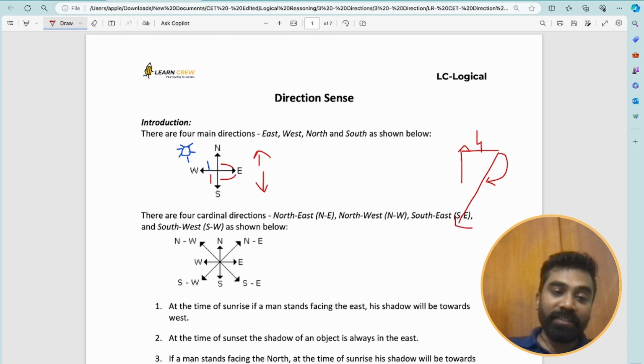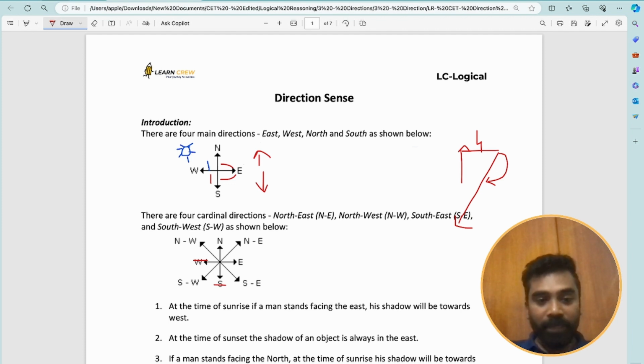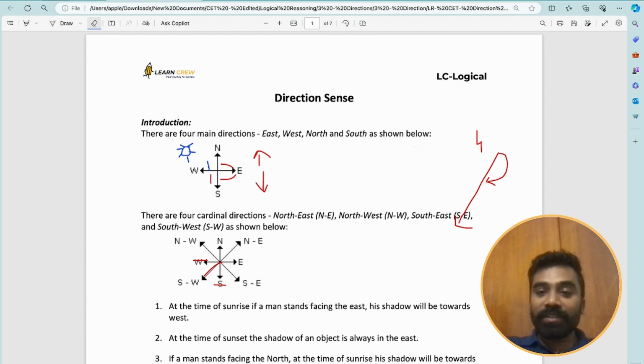Obviously the person is facing in the southwest direction. Very basic concept. Southwest direction is going downwards in an angular manner. So he is in the southwest direction. Easy. Now when I teach this concept, this one is very important.